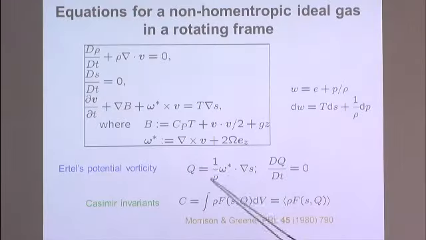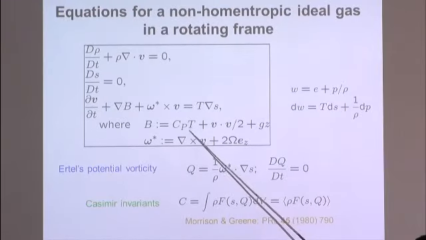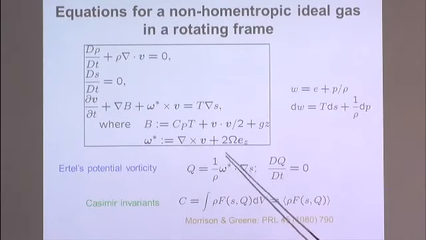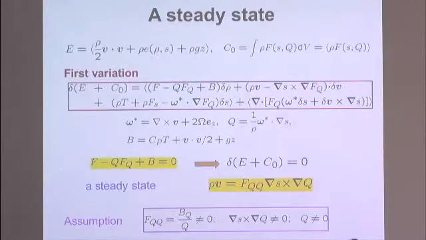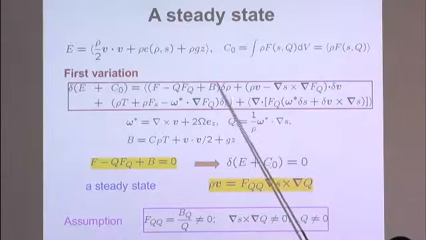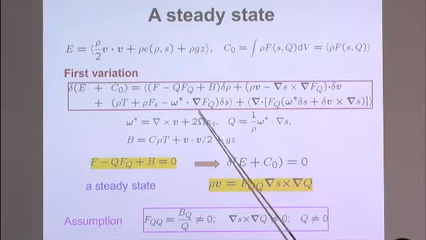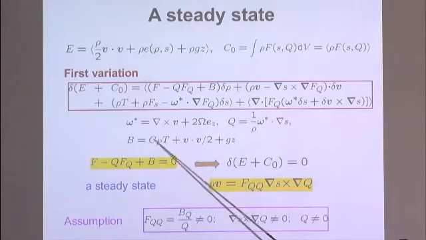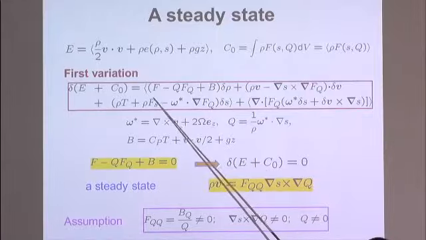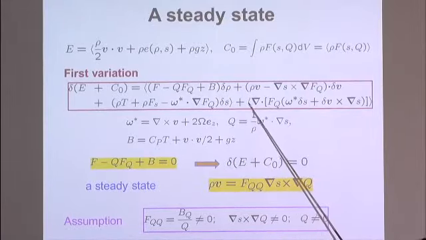Now we specify this is enthalpy, but for an ideal gas, but include rotation. So potential vorticity is now this. So this is the typical Casimir. The energy is given by this, and the first variation is easily calculated. So B is the Bernoulli function. By inspection, if this vanishes, not by inspection, by some calculations, other terms also vanish.